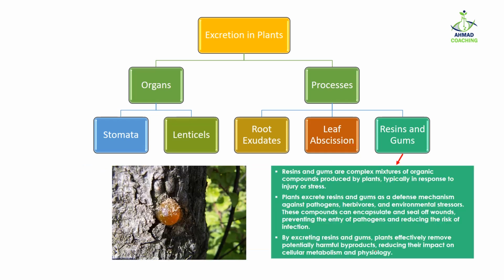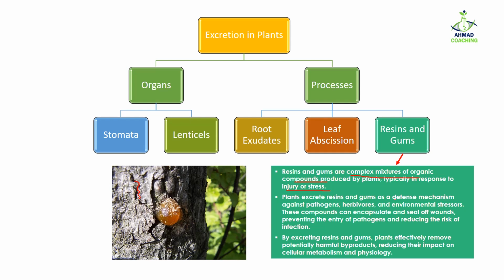The last process involved in the excretion includes resins and gums. The resins and gums are complex mixtures of organic compounds. When we talk about organic, it means they contain carbon, hydrogen and oxygen. These compounds are produced by the plants typically in response to injury or stress. For example, if some kind of cut happens anywhere, to protect themselves, the plants are going to produce resins and gums at the site of the injury.